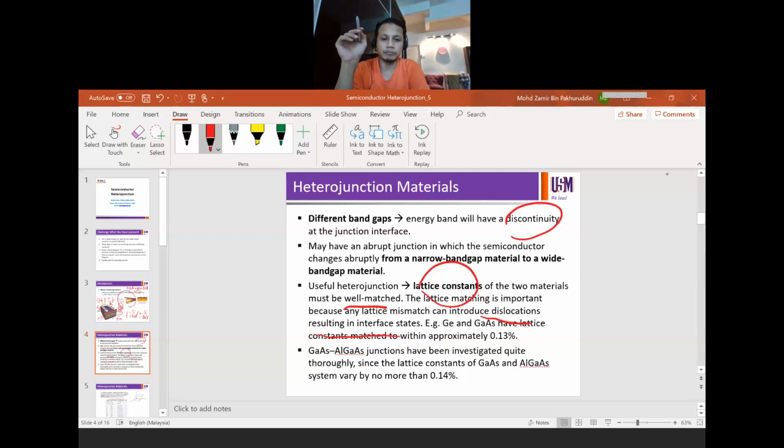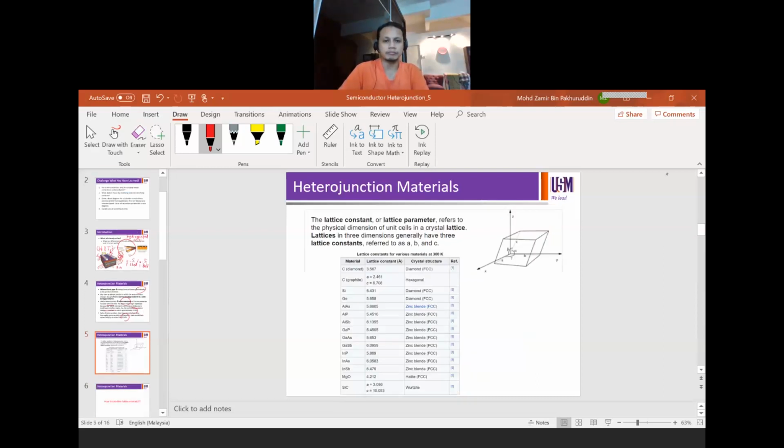Okay. For example, if you're talking about lattice mismatch of germanium and gallium arsenide, the lattice constants match to within approximately 0.13%. So you need to calculate the lattice matching percentage, or lattice mismatch, if you like. On the other hand, gallium arsenide and aluminum gallium arsenide junctions have also been investigated quite thoroughly. Lattice constants of them vary by no more than 0.14%. So this has to be calculated. Let's see how to get that.